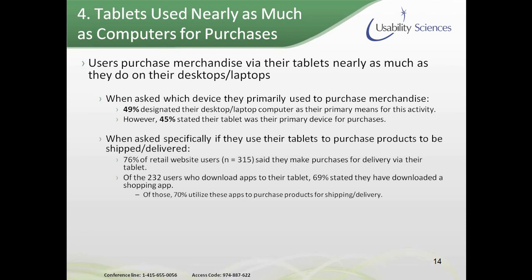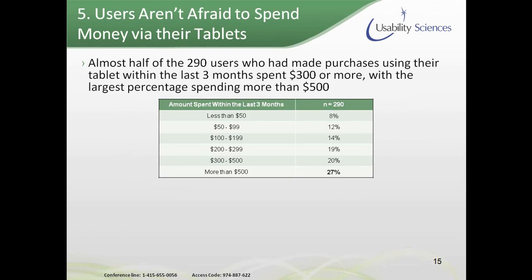When asked specifically if they use their tablets to purchase products to be shipped or delivered, 76% of retail website users, so visiting a retail website through their tablet, said that they make purchases for delivery via their tablet. Of the 232 users who told us that they download apps for their tablet, 69% stated that they had downloaded a shopping app or a retail app, and of those that had downloaded that shopping app, 70% have utilized these apps to actually make purchases. So people are out there spending money.